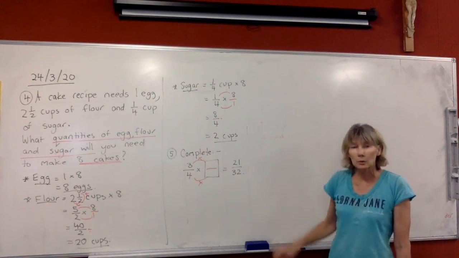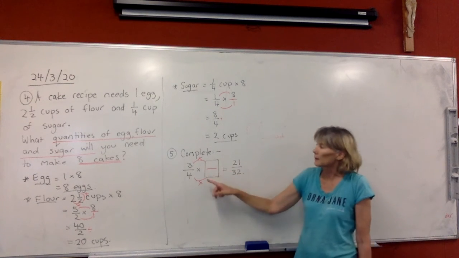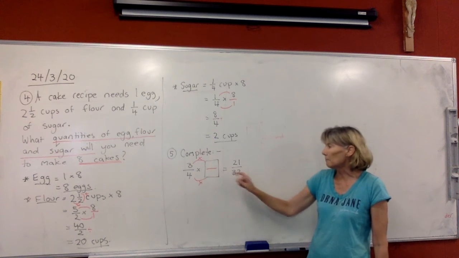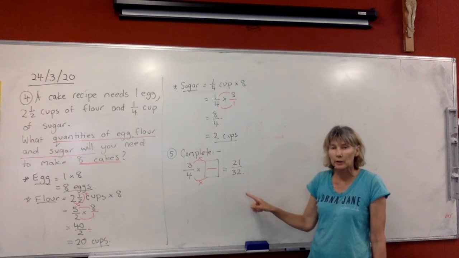Okay, in this next question, it says complete. So we've got to fill in the blank here. It says 3/4 times something equals 21 over 32.